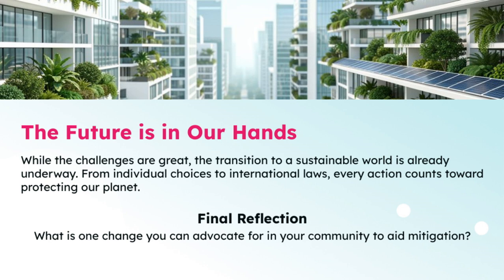The final reflection question is, what is one change you can advocate for in your community to aid mitigation? You might suggest more renewable energy in schools or public buildings. You might suggest better public transport or safer cycling routes. You might suggest tree planting, reducing food waste, improving recycling, or protecting local green spaces.